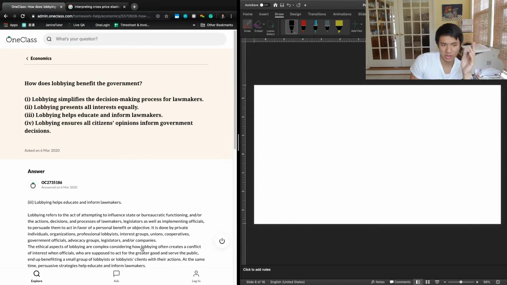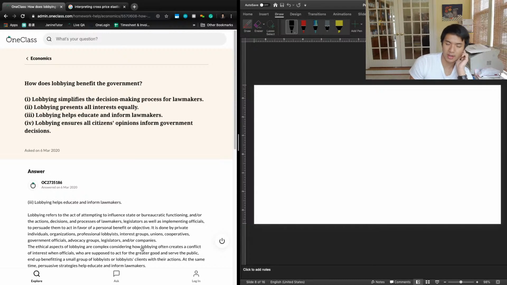Not really an economics question, more of like a government question, but in terms of civics or government, lobbying primarily benefits the groups that are lobbying, right? Because you get government policy which favors the industry that you represent, or the party or union or collective that you represent. But there are some benefits that lobbying provides to governments, and that primarily is through education and information.